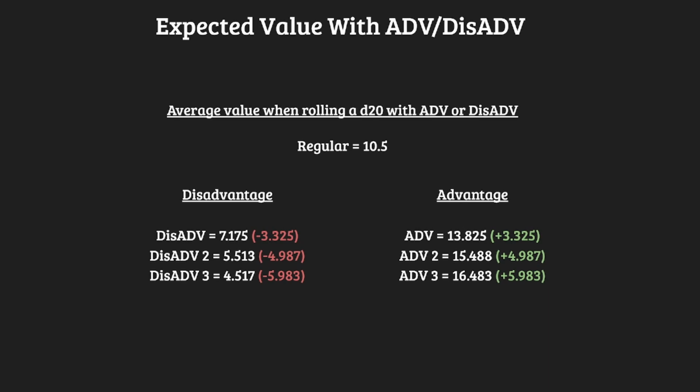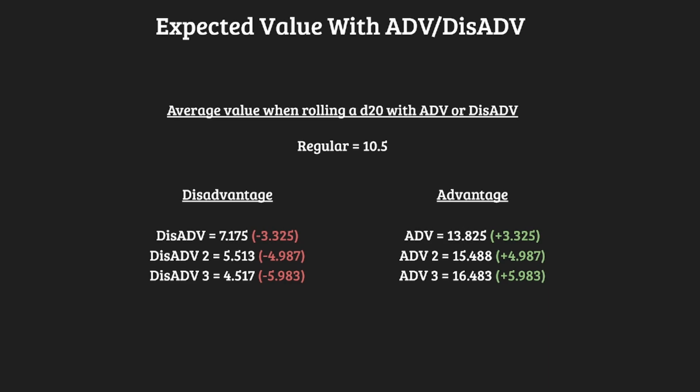And you can actually see something nice here, which is that it's very symmetrical, right? The benefit we gain from advantage is actually the same drawback that you would get from disadvantage. The expected value gets changed in the same way, both directions. So advantage 2 is 15.488, this is kind of rounded here, and advantage 3 is 16.483. So what we're going to see here is that advantage and disadvantage basically work to buff and debuff your rolls.